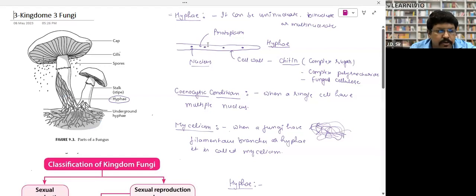Some feature. So this is the basic feature. I think we have done this basic feature in our regular class. Still, I will tell you.